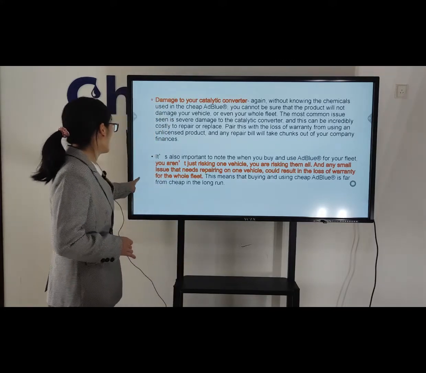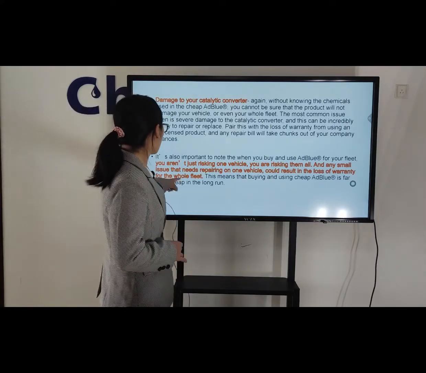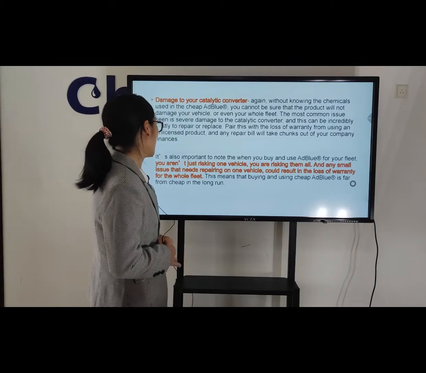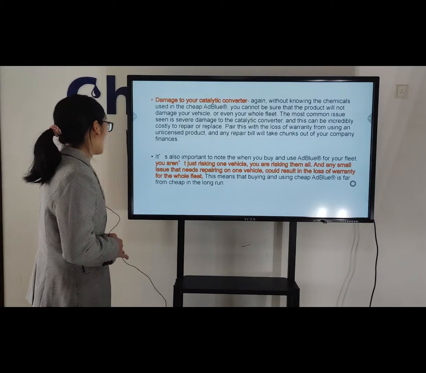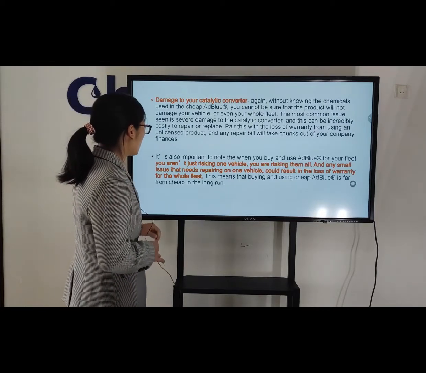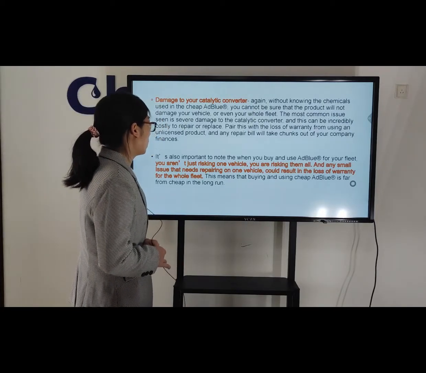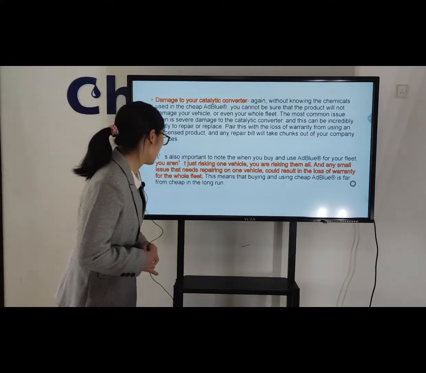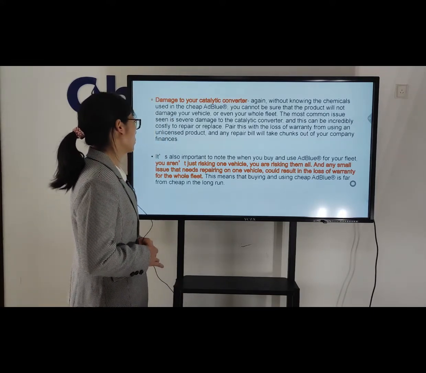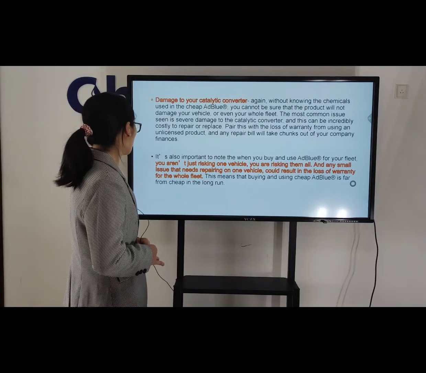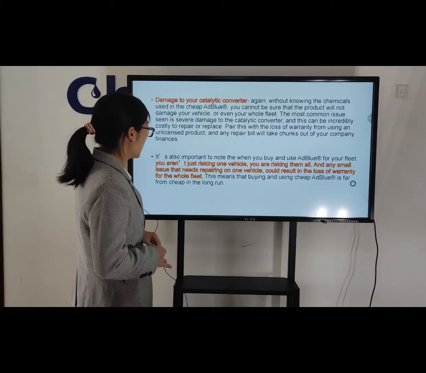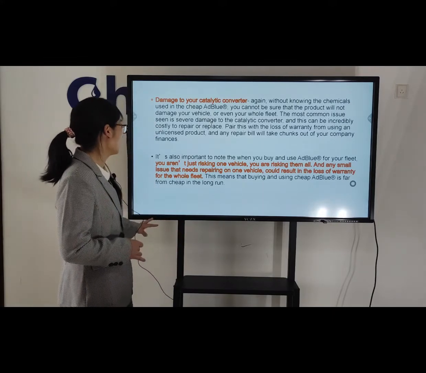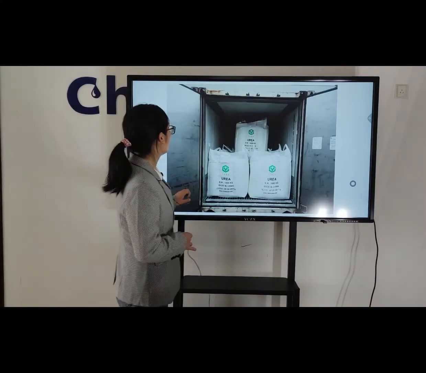And the fourth will be here. It's also important to note that when you buy and use cheap AdBlue or DEF, you are not just risking one vehicle, you are risking them all. Any small issue that needs repairing on one vehicle could result in the loss of warranty for the whole fleet. This means that buying and using cheap AdBlue or DEF is far from cheap in the long run.